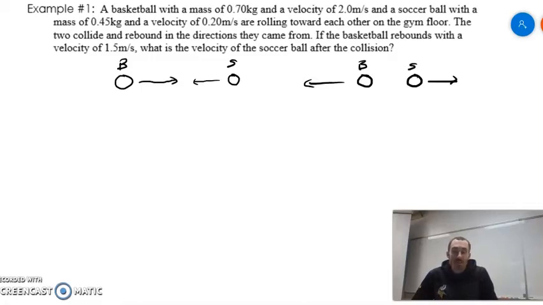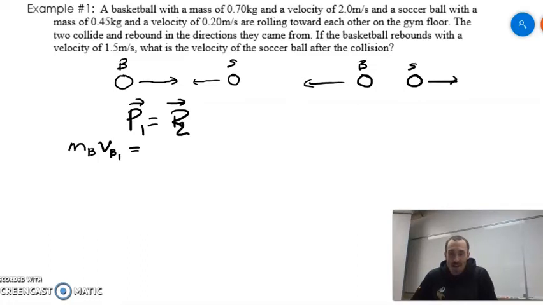So we're going to use the conservation of momentum, P1 equals P2. And then we're just going to split the P into all the momentums that were occurring at the beginning and at the end. So at the beginning, we've got the mass of the basketball, mb, times the velocity of the basketball at the beginning, mbvb1. This is going to have a lot of subscripts, so bear with me. And love it. It'll just make your life better.